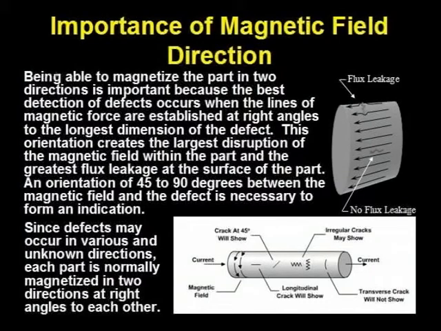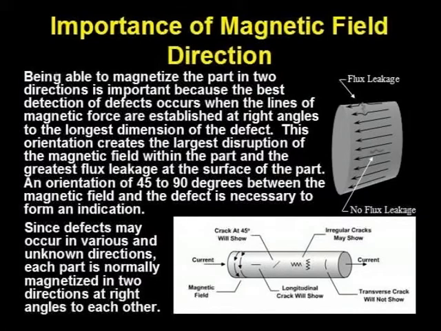It's important to use 2 mutually perpendicular magnetism directions for inspection. The best detection of defects occurs when the lines of force are at right angles to the longest dimension of the defect. Imagine for the moment that the long direction of a defect is parallel to the lines of force. This orientation would not disturb the lines of force at all, and thus not create any flux leakage, which would attract iron particles.